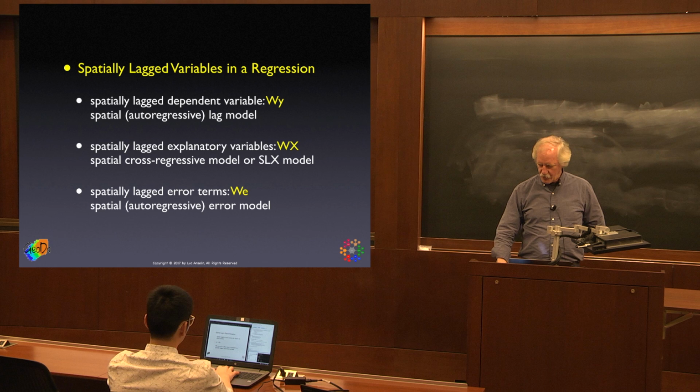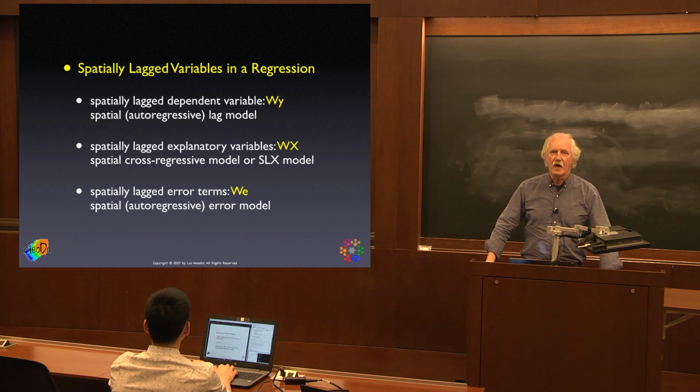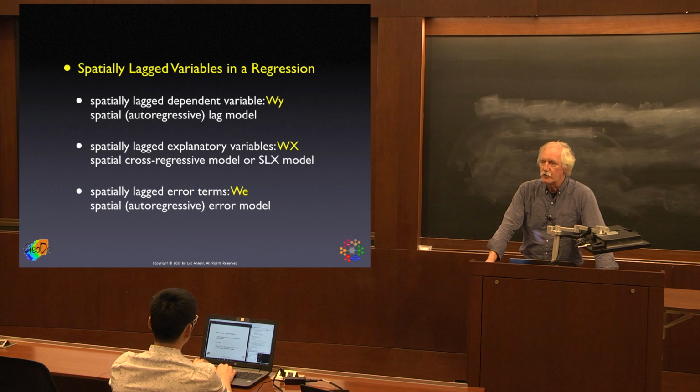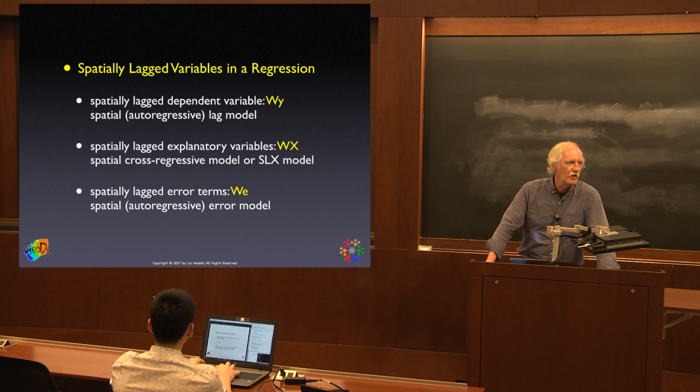So then we have a number of different kinds of models. When we include a spatial lag of the dependent variable, we have what I call a spatial lag model, or strictly speaking, a spatial autoregressive lag model. If we have the spatial lags of the explanatory variables, the x's, so Wx, that used to be called a spatial cross-regressive model. In the more recent literature, it's called an SLX model, for spatially lagged x variable model, but it's the same thing.